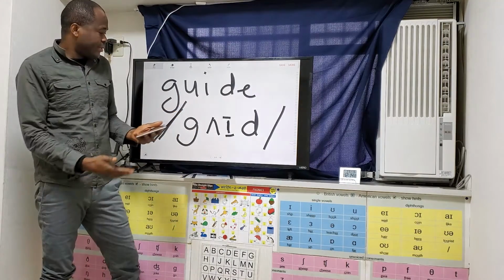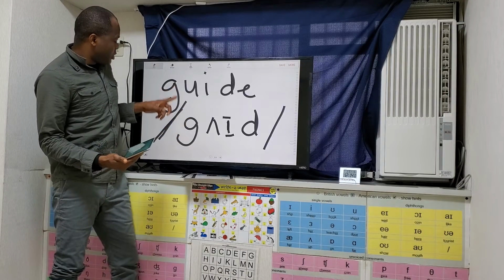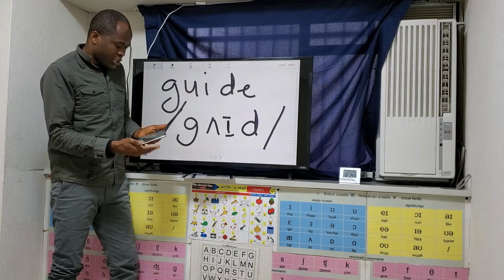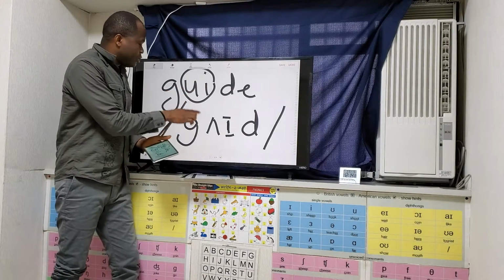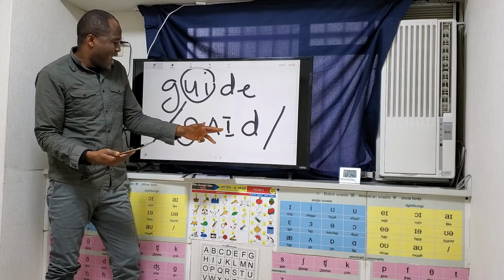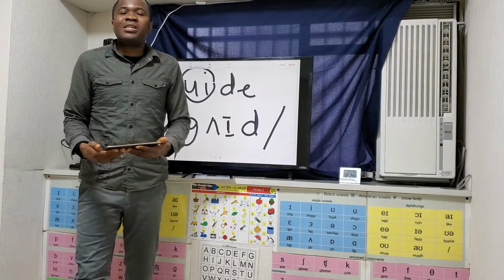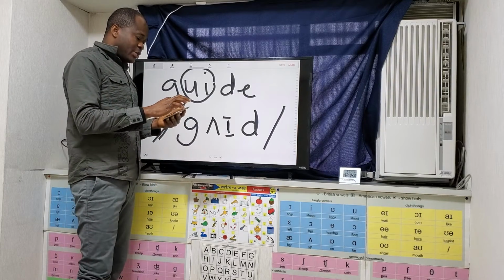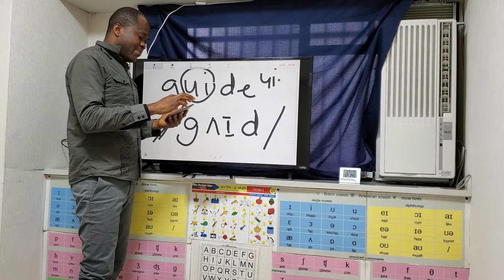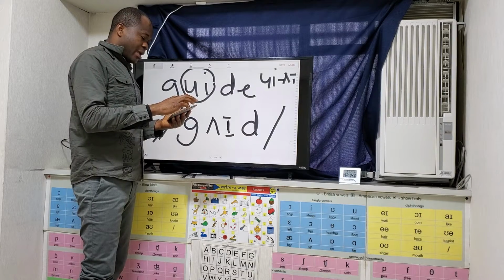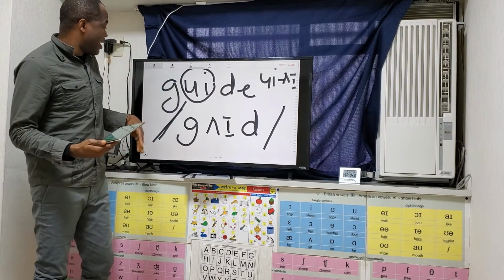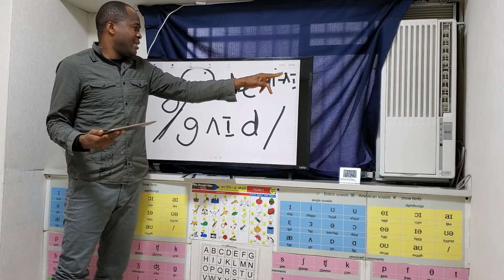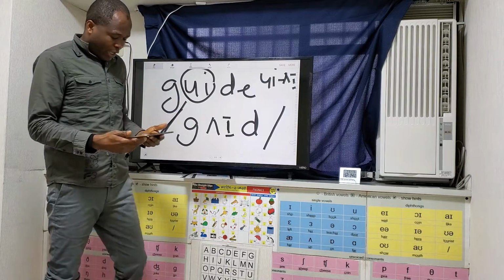So guide. If you look at it very well, the G remains the same, but the UI changes to AI, which is I. So this is what makes English very difficult. It means that we can say UI is the same as I. Okay. So guide.